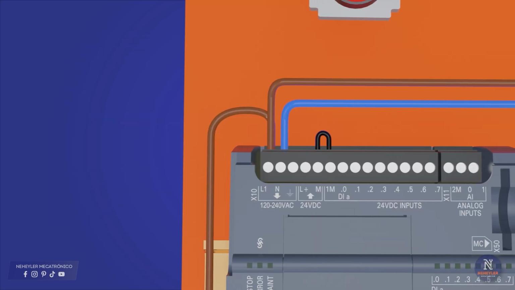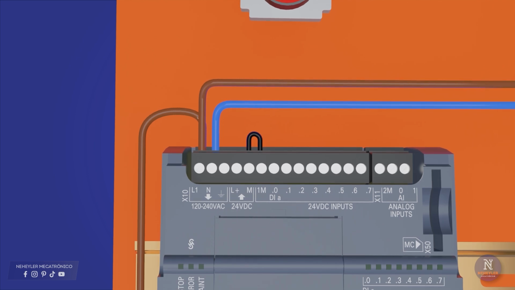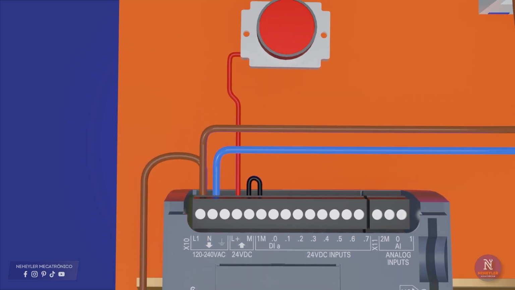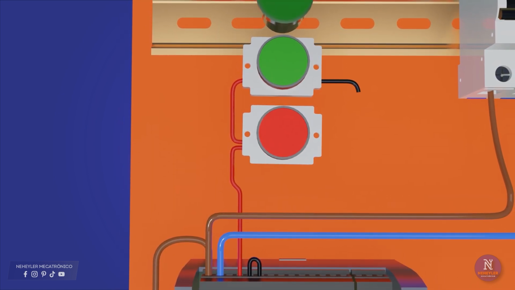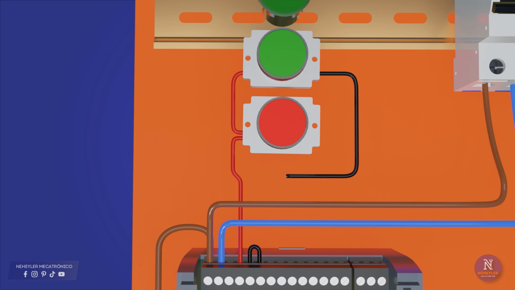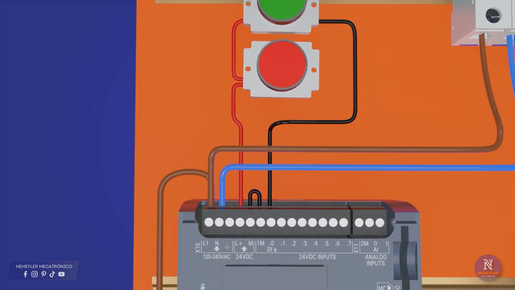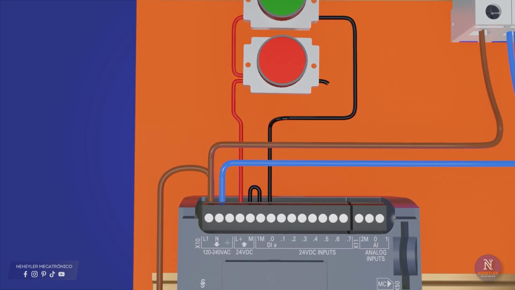Now let's continue with the wiring of the push buttons. From the L+ terminal, we run a cable with a 24-volt power supply to one of the push button terminals. From the remaining terminal of the green start button, we run a cable to the I0 input of the PLC. Likewise, with the remaining terminal of the red stop button, we run the cable to the I1 input. Remember that the green start button must be normally open and the red stop button must be normally closed. Otherwise, in the PLC programming, it must be done differently.